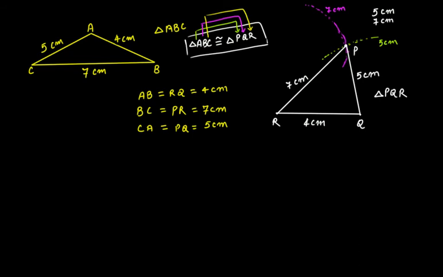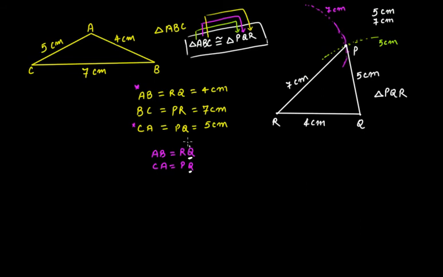Take this AB and this CA. Why? Because vertex A is coming in both of these two. Okay, so if I take AB is equal to RQ and CA or AC is equal to PQ, now you can clearly see that AB is equal to RQ, CA is equal to PQ. This Q is common in both these two.